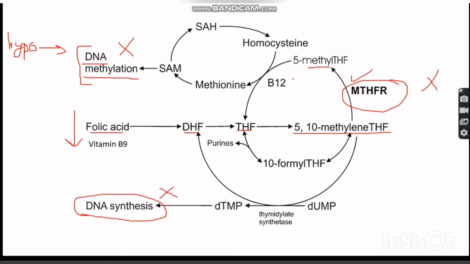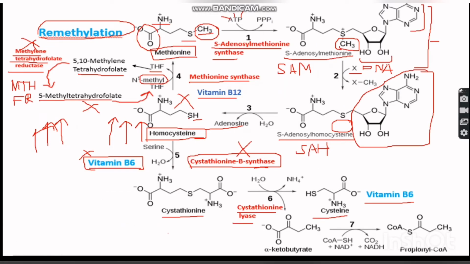So if B12, the cobalamin cofactor, is not working properly, or there is a deficiency of B12, then homocysteine will not be converted back into methionine, and there will be an increased level of homocysteine. So there are many possibilities that lead to homocystinuria and homocystinemia. One possibility is that cystathionine beta synthase is not working properly, and the homocysteine level increases. Another is that methylene tetrahydrofolate reductase is deficient.